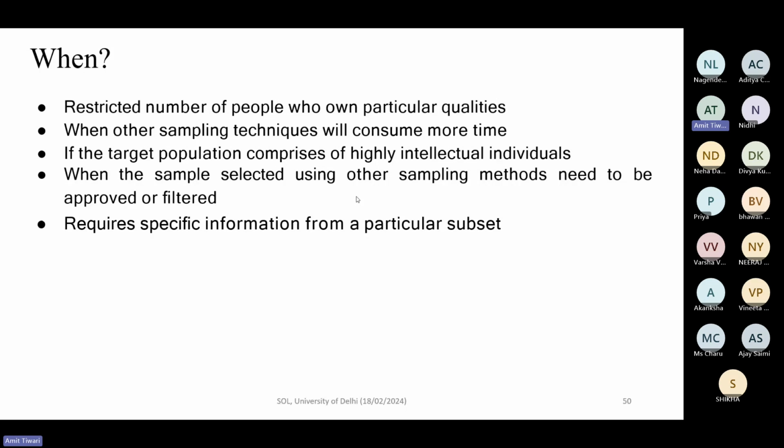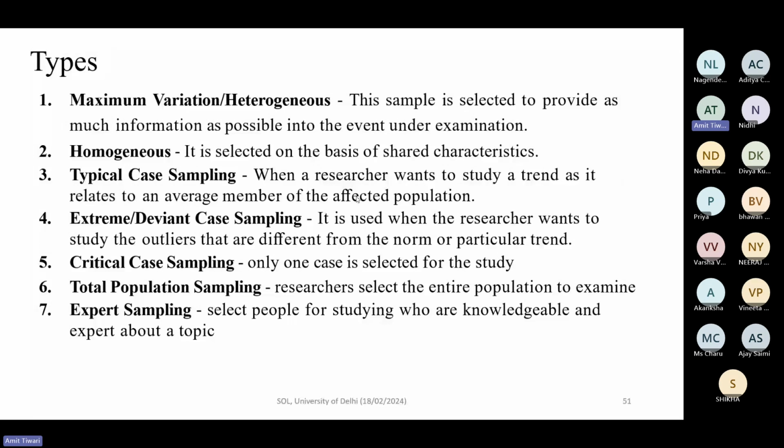Then it requires specific information from a particular group. So these are very generic reasons why, when, non-probability sampling, particularly purposive or judgmental sampling, can be used. Then there are different types of purposive sampling, like maximum variation or heterogeneous. This sample is selected to provide as much information as possible about the event under examination.